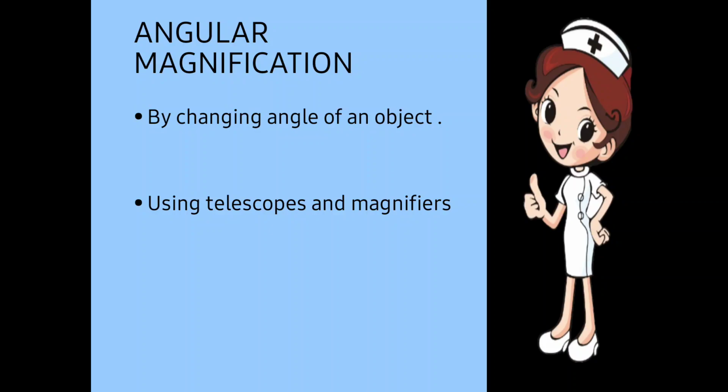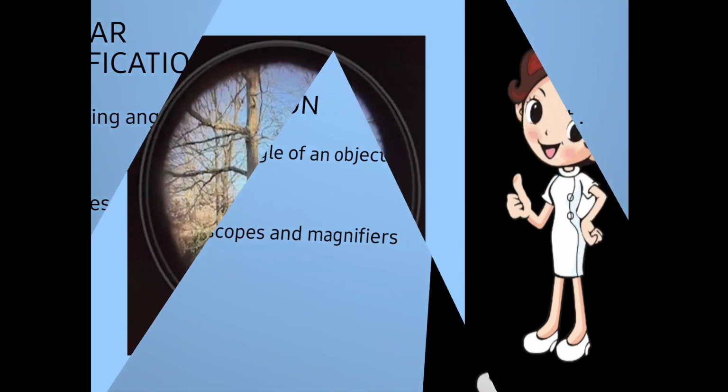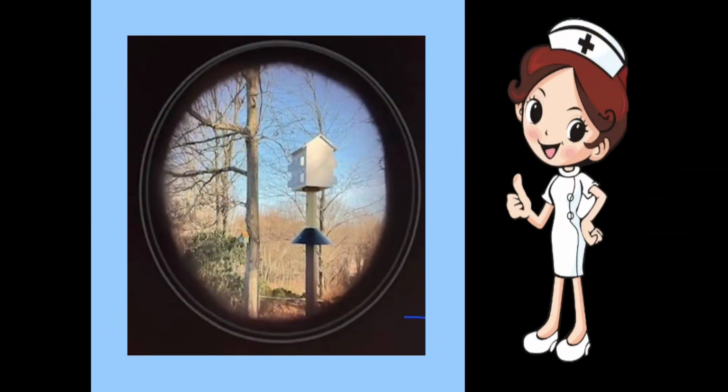Next one, angular magnification. Now we will change the angle of an object by using telescopes or magnifiers. Here the telescope is used and the angle should be changed so that the image looks clear to the patient by using the telescope.